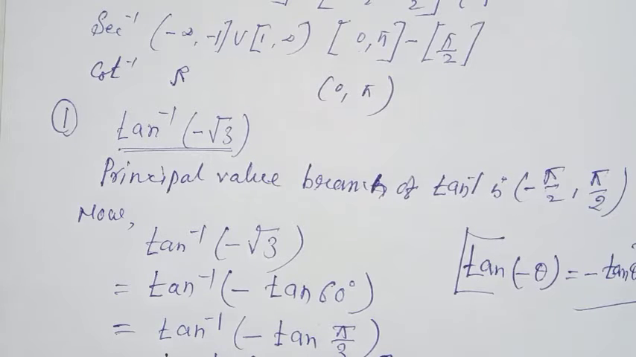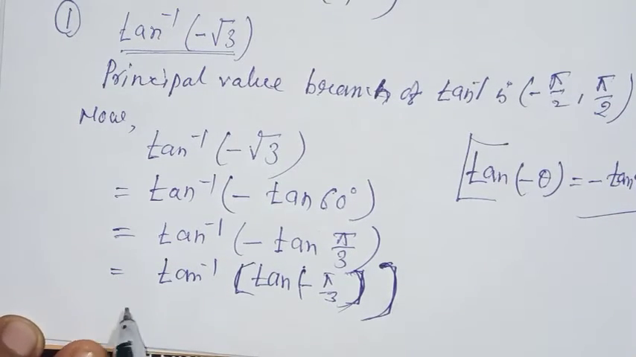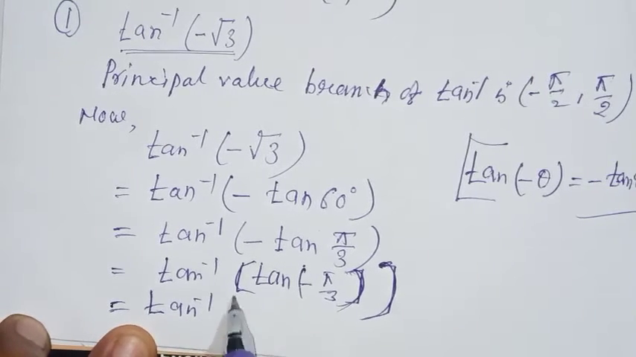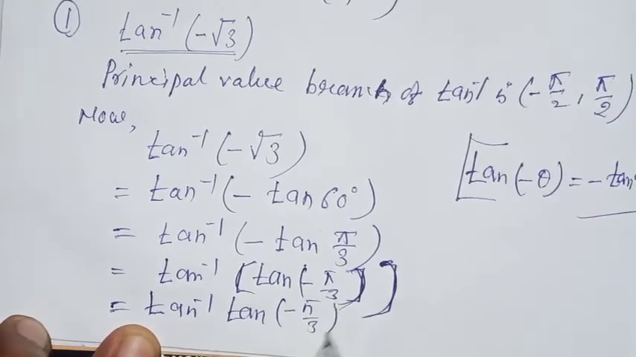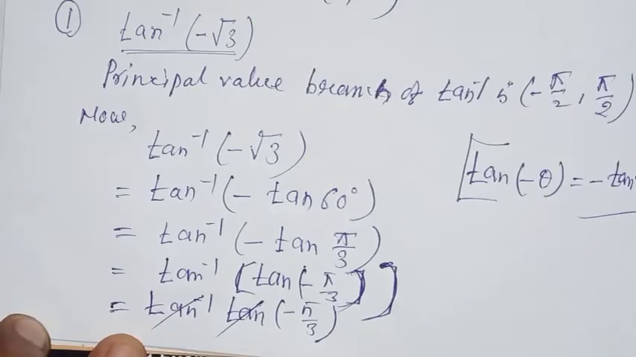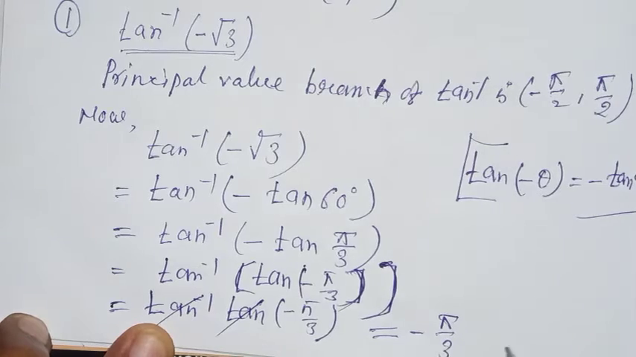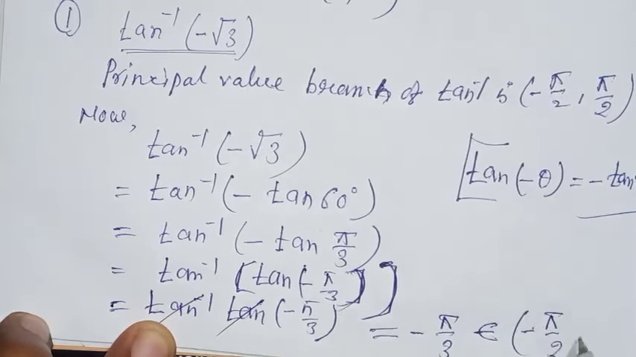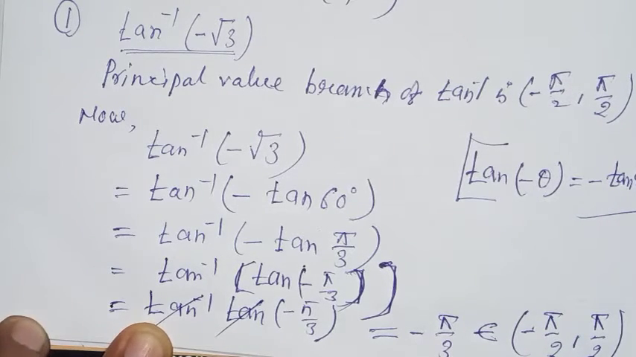Okay. So next step we can apply in this way. Then the next step I can write tan inverse tan of minus pi by 3. This and this cancel. So your answer is minus pi by 3, which belongs to minus pi by 2 to pi by 2. Okay.